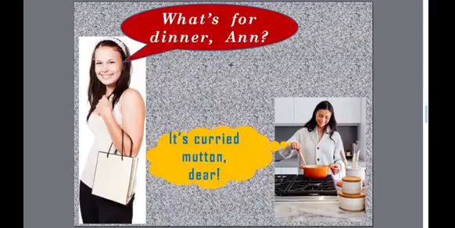Next. What's for dinner, Anne? What's for dinner? That means what is. It's curried mutton. It is. It's curried mutton. So again, what's for dinner? It's curried mutton.